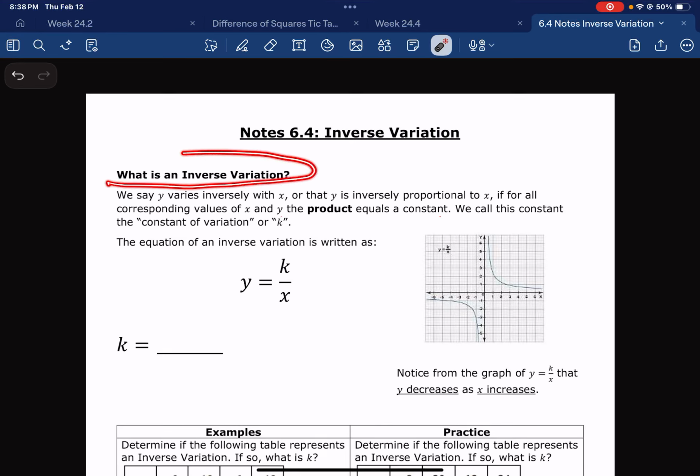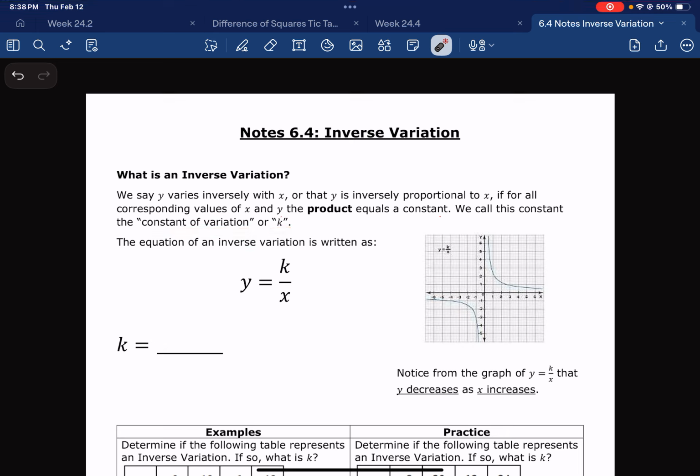What is inverse variation? We say that y varies inversely with x, or that y is inversely proportional to x, if for all corresponding x and y values, that means for every single x and y value that go together, every ordered pair, their product equals a constant, the same constant, over and over again. We call this constant the constant of variation, and we use the letter k to represent it.